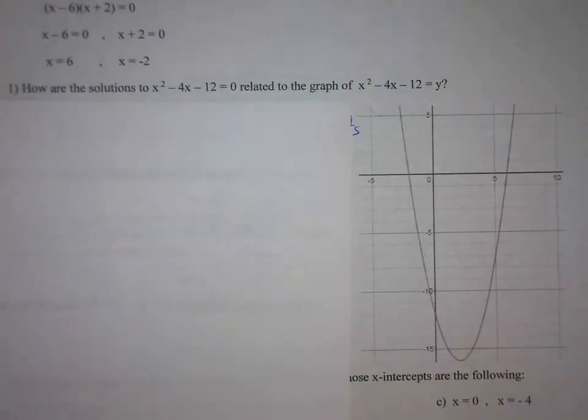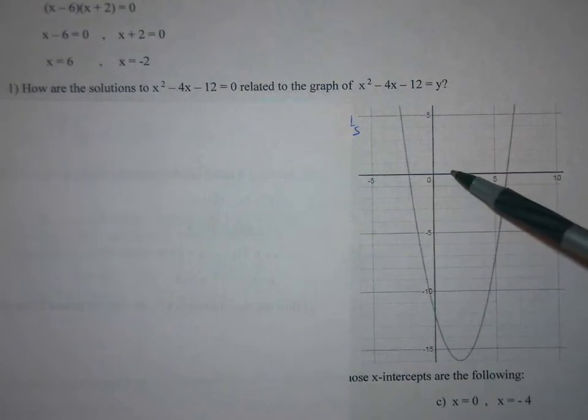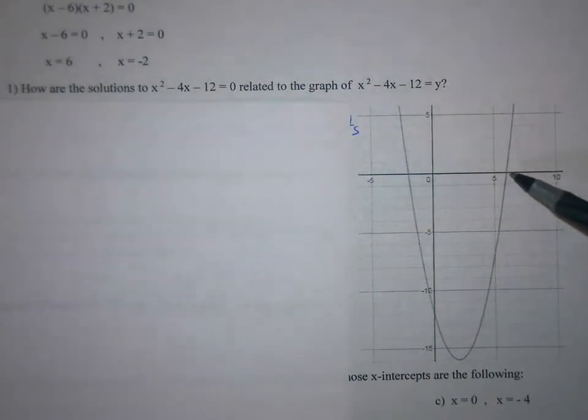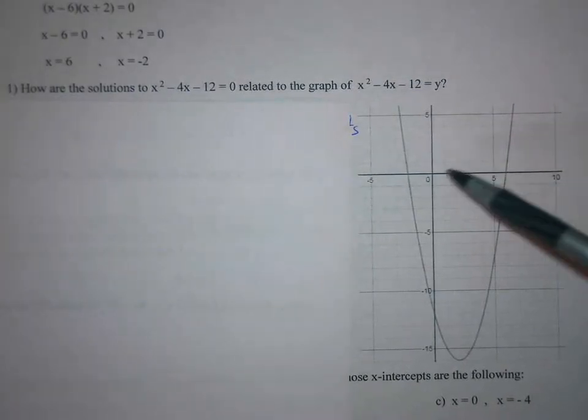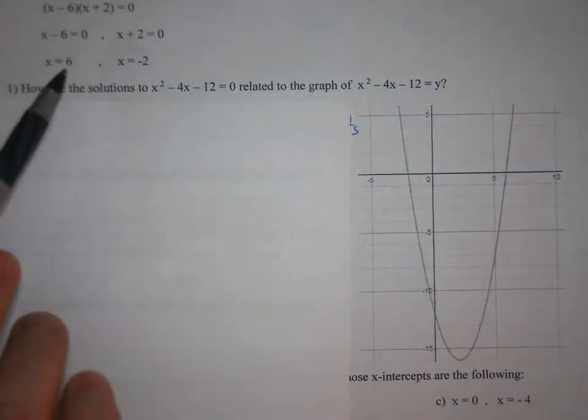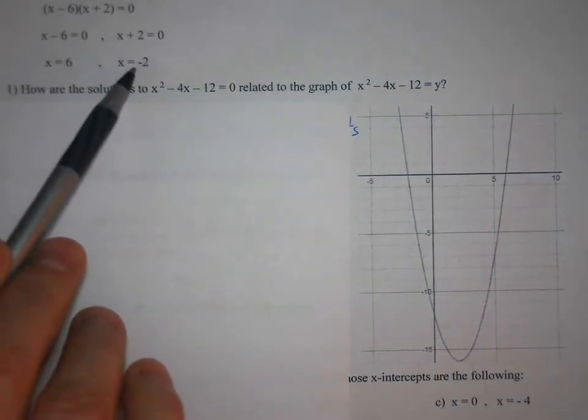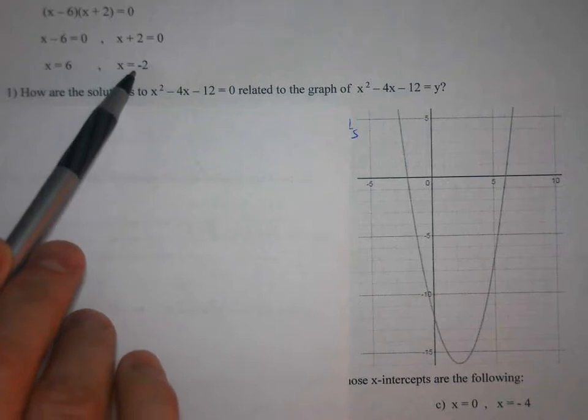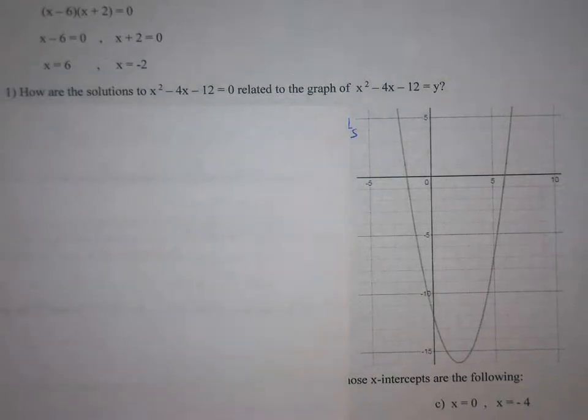The graph is given here. We can see the scale is 1, so 1, 2, 3, 4, 5, 6. We notice that one of the x-intercepts is at 6, and the other one is over here at negative 2. Well, aren't positive 6 and negative 2 the solutions to the equation? So how are the solutions of that equation related to the graph?